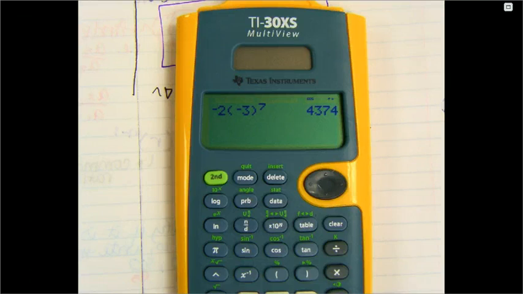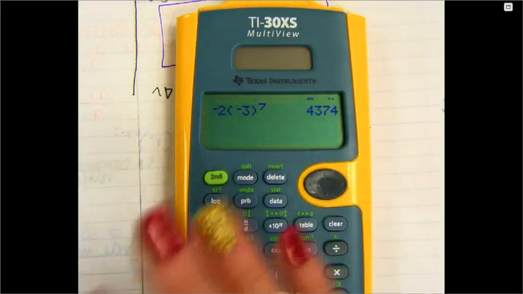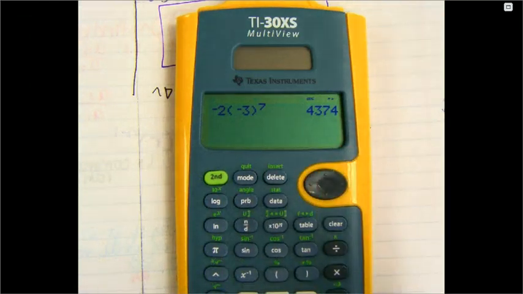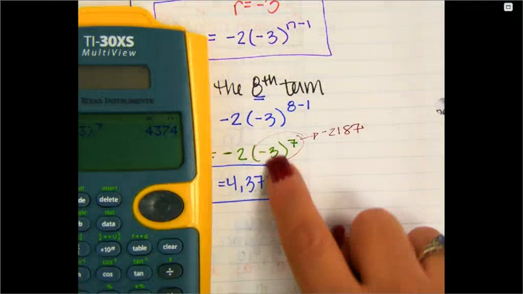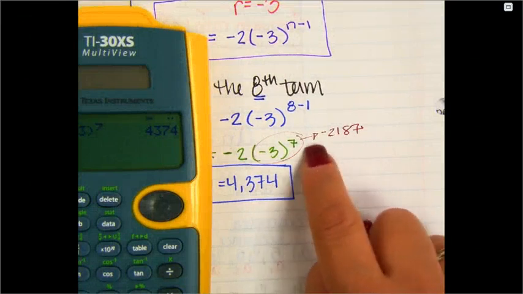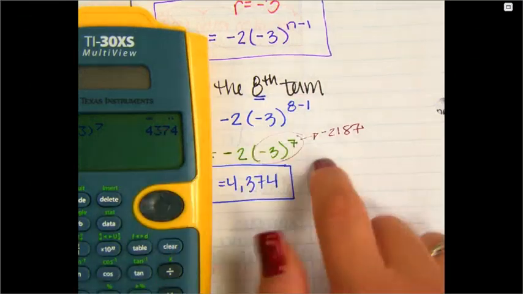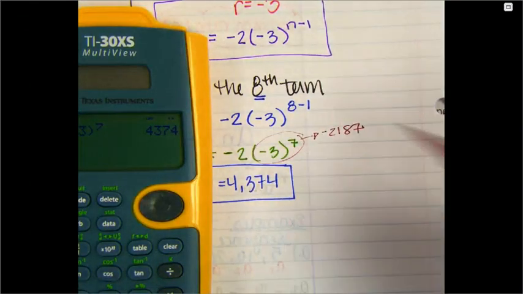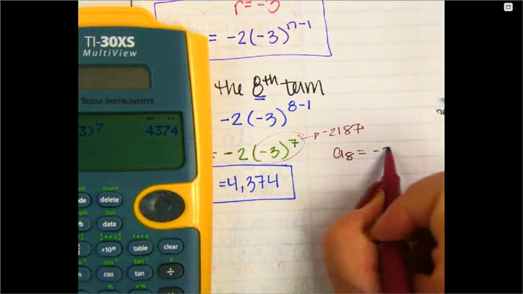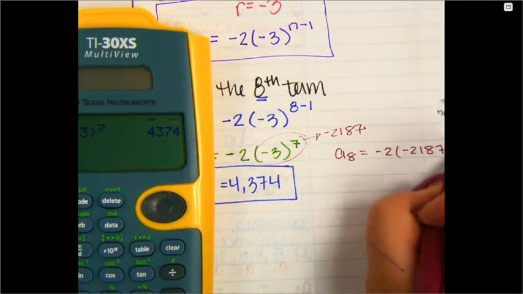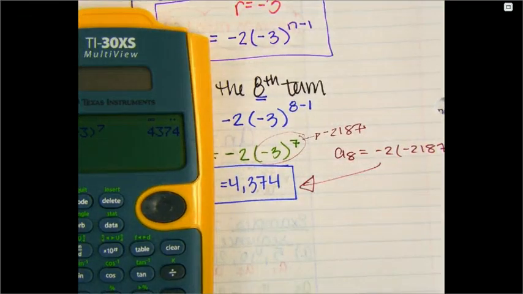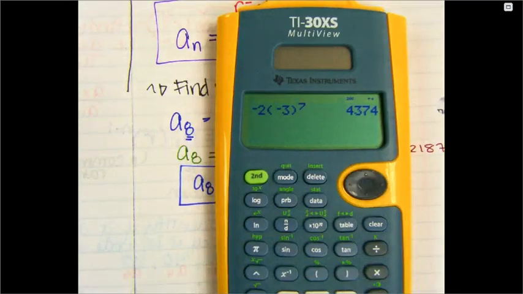Got it? So if you're using a calculator at home and you don't have that lovely caret option or parentheses option, especially your phones, you can't do it this way. You have to do it the long way, where it's two steps. Where we do a sub 8 and you get -2 times -2187, and then you get the answer. Okay? But if you do have a fancy calculator, you can do it just like that all in one step. Make sense? Questions?